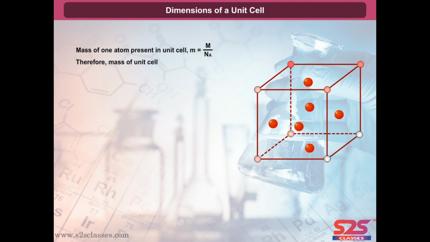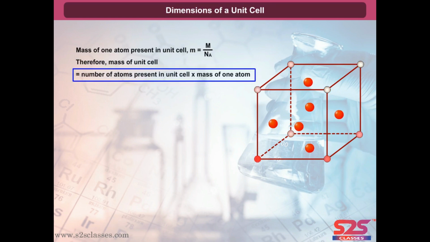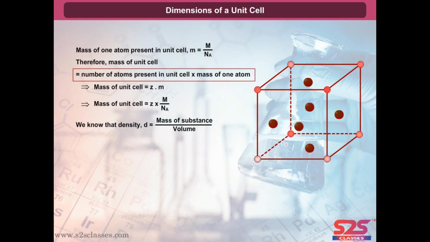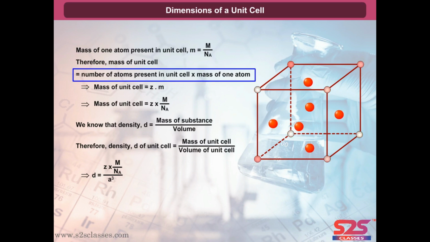Therefore, mass of unit cell is equal to number of atoms present in unit cell times mass of one atom. This implies mass of unit cell is Z into M, which implies Z into M by Na. We know that density is equal to mass of substance by volume. Therefore, density D of unit cell is equal to mass of unit cell by volume of unit cell. The density is found out to be Z into M by A cube into Na. Here, Na is the Avogadro constant or number.